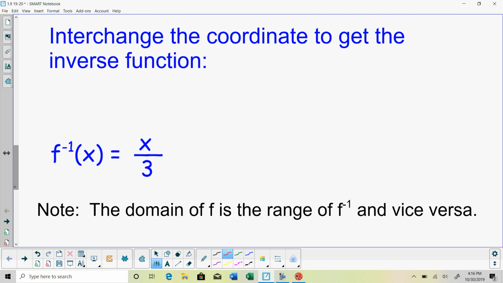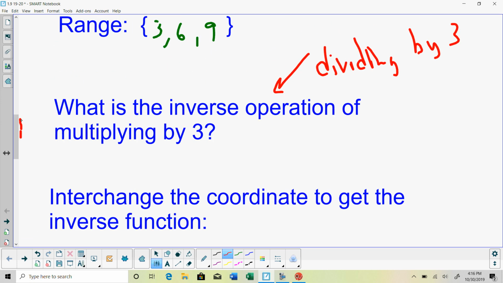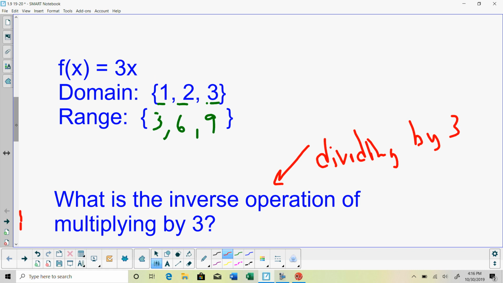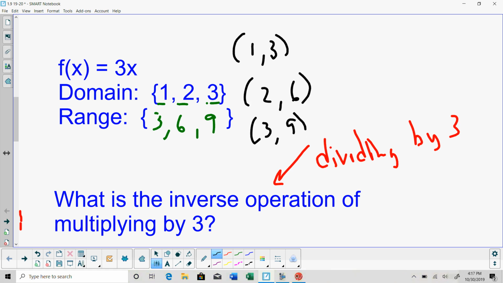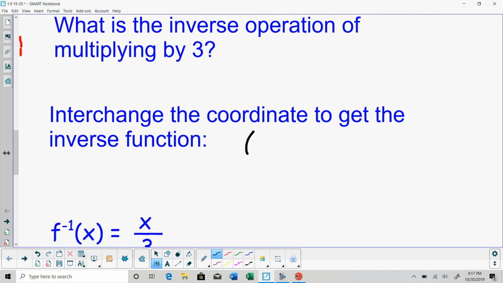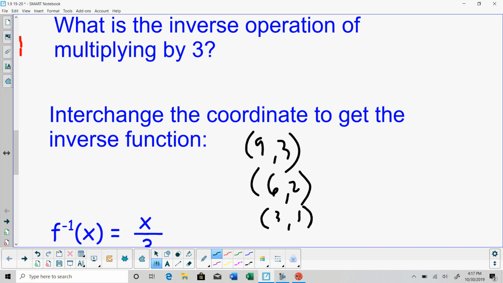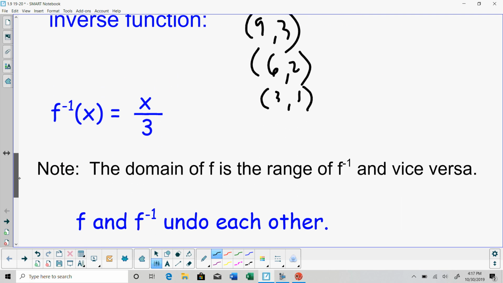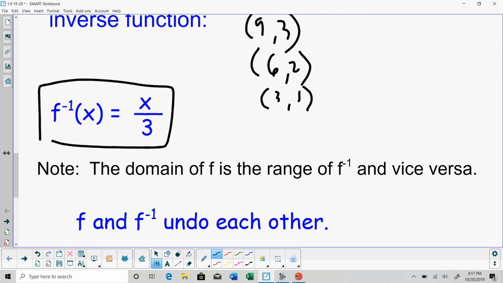All right, so let me back up. In other words, we have these ordered pairs. We have 1 goes to 3, 2 goes to 6, and 3 goes to 9. But if we interchange those ordered pairs, we'll have 9 goes to 3, 6 goes to 2, and 3 goes to 1. That's going to be all the ordered pairs that are on the inverse function, and our inverse function will just look like this.